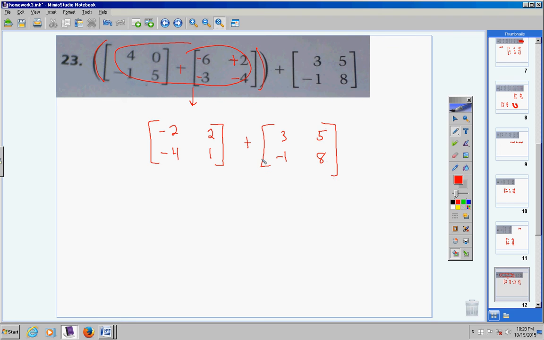Here we go. Negative 2 plus 3 is 1. 2 plus 5 is 7. Negative 4 plus a negative 1, negative 5. And 1 plus 8 is 9. Let me check the answer in the book to make sure we didn't make a little mistake somewhere. And we are good. Okay, so again, guys, it's simple math. It's so simple. It lends itself to little mistakes. And that's why I keep checking my answers to make sure I'm not making those little mistakes. Okay? But if you'll take your time and go slow, you should be okay with these.